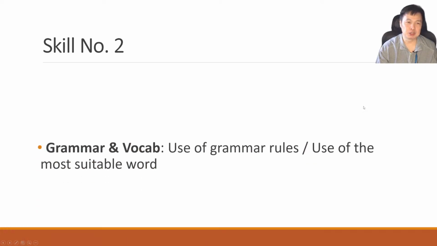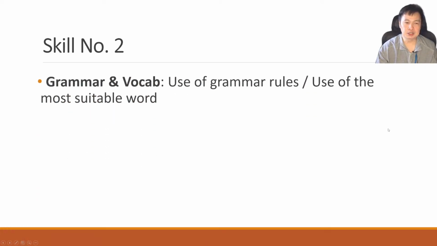So skill number 2 is that students need to rely on their grammar and their range of vocabulary to find the most suitable word. So I will say this up front. This is a language paper, so your grammar and vocab is being tested everywhere in every section of the exam paper, right? So this is nothing new, okay? So for those students who are not familiar with the grammar rules, then it's very unlikely that you will do well in this particular section.